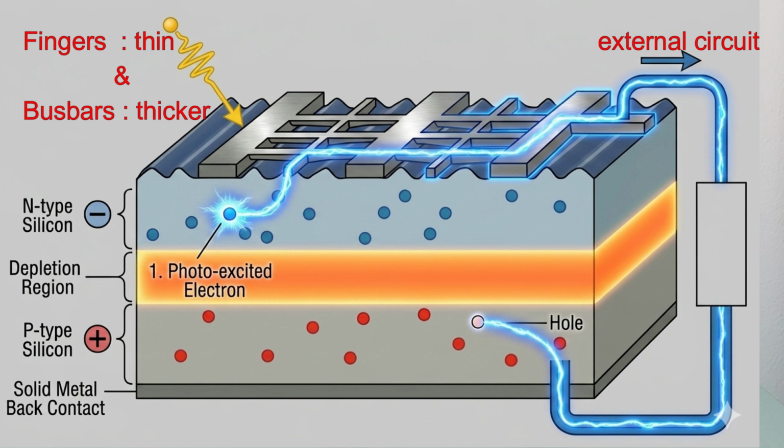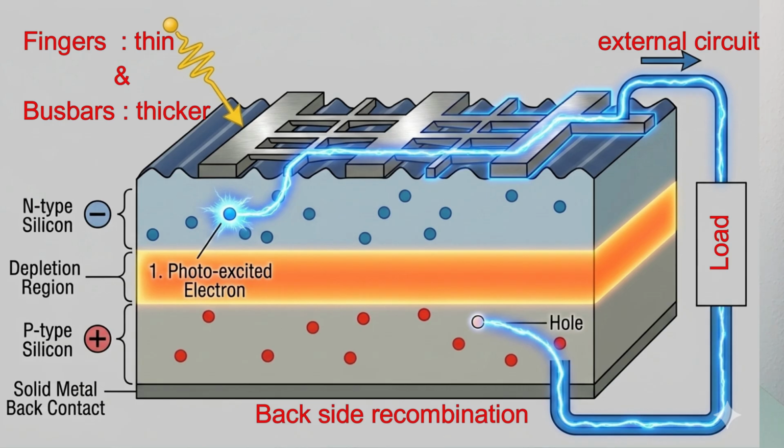Once extracted from the contact, electrons travel through an external circuit, and this is the usable electrical current capable of powering devices, batteries, and electrical grids. And after passing through the external load, these electrons return to the backside of the cell, where the recombination with holes occurs.